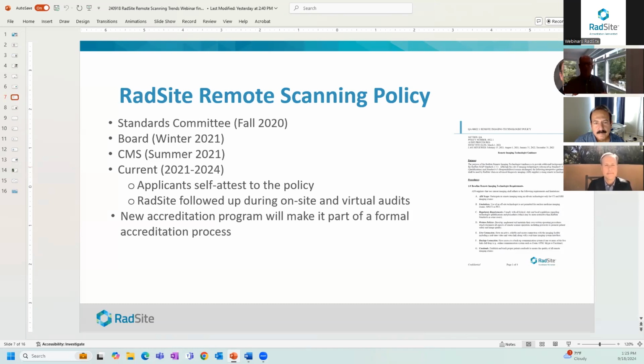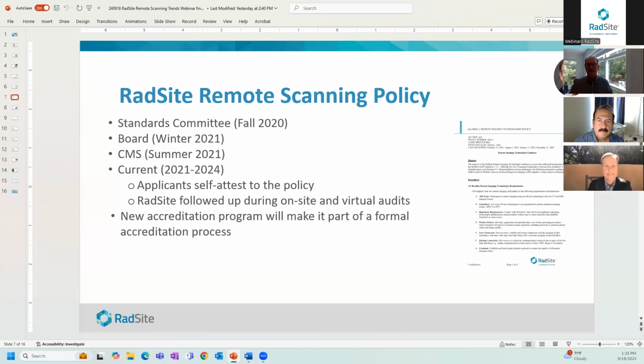So in the fall of 2021, we added it to the existing accreditation process. You're asked if you do remote scanning, you report some information on it, you have to read this policy, and you have to attest to it. And then what we've been doing is virtual audits or on-site audits. In fact, Dr.